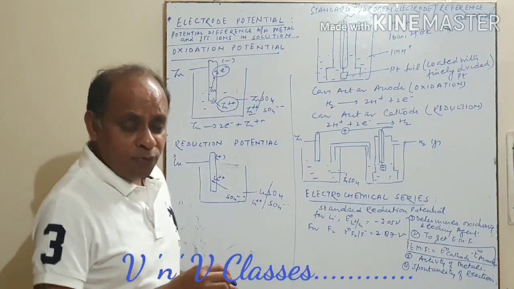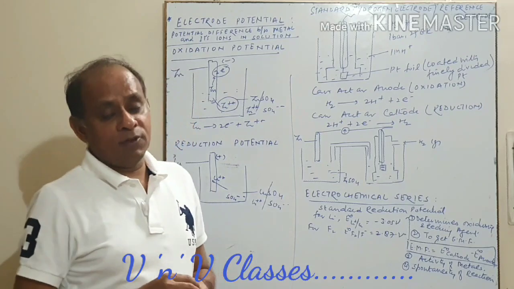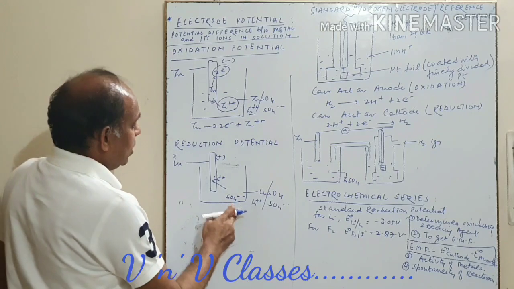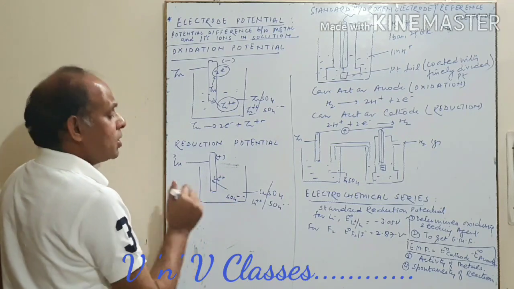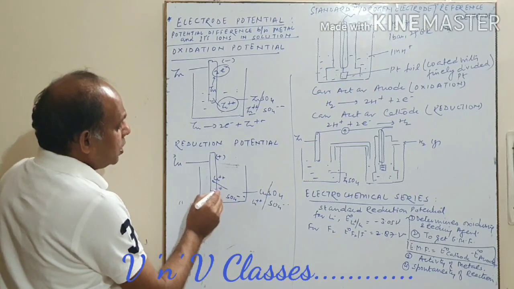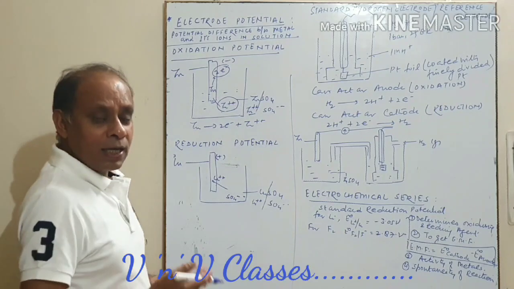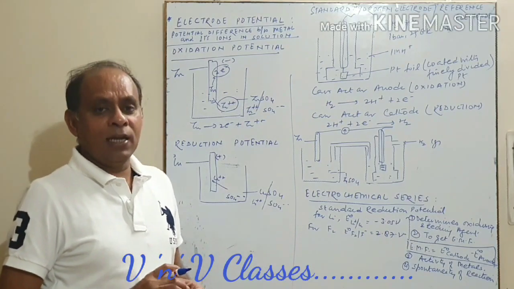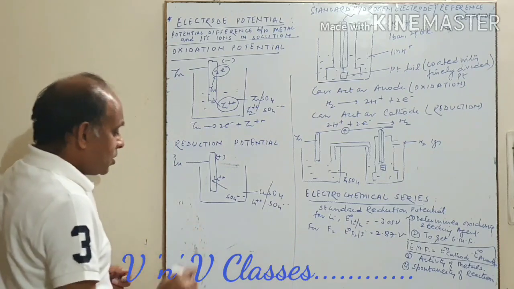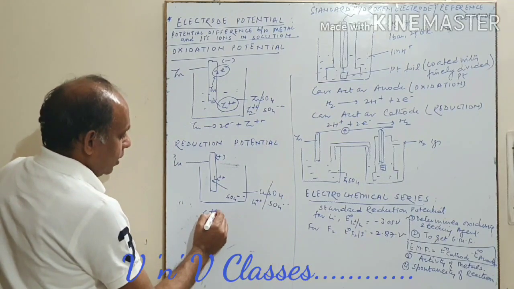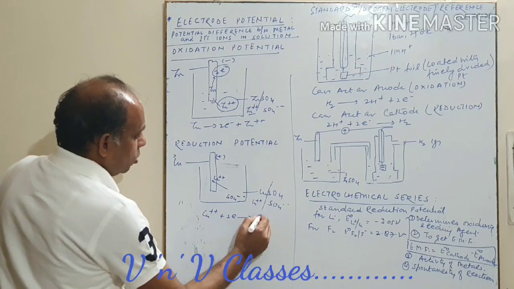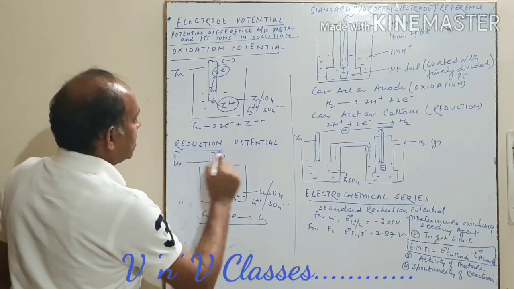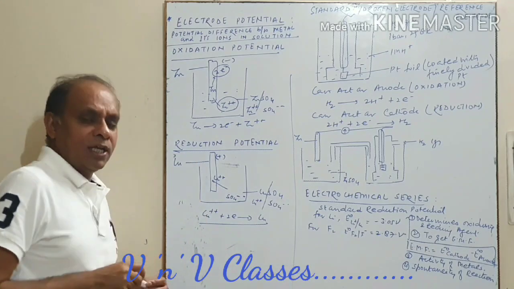When the copper ions move out of the solution, which ion will be left? Sulfate ions will be left. So the solution gets a negative charge, the rod gets a positive charge. Again, two oppositely charged fields, and again a potential difference is set up. This is again a kind of electrode potential, and since the copper ion accepts two electrons to form copper, it is a reduction process, so we say it is reduction potential.